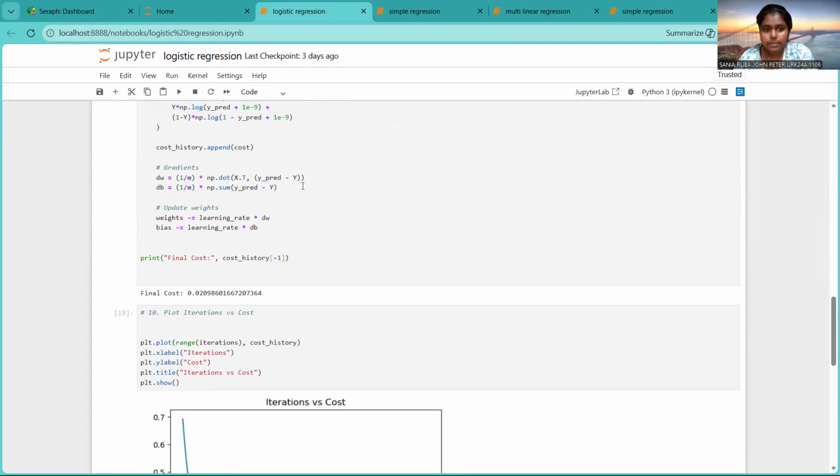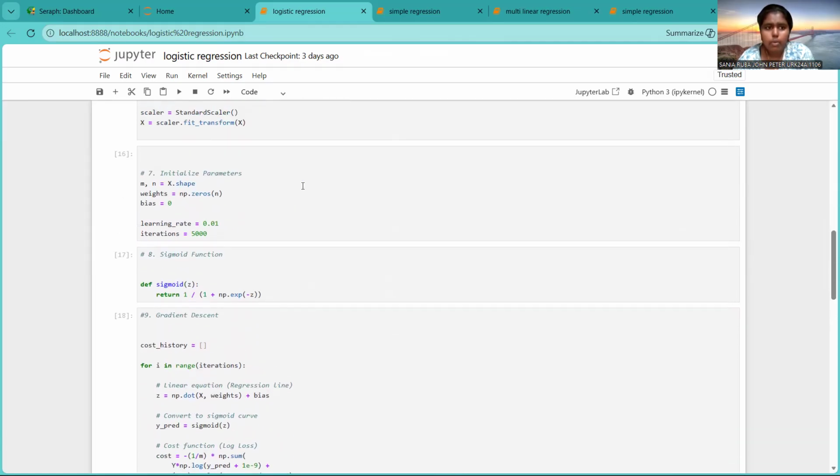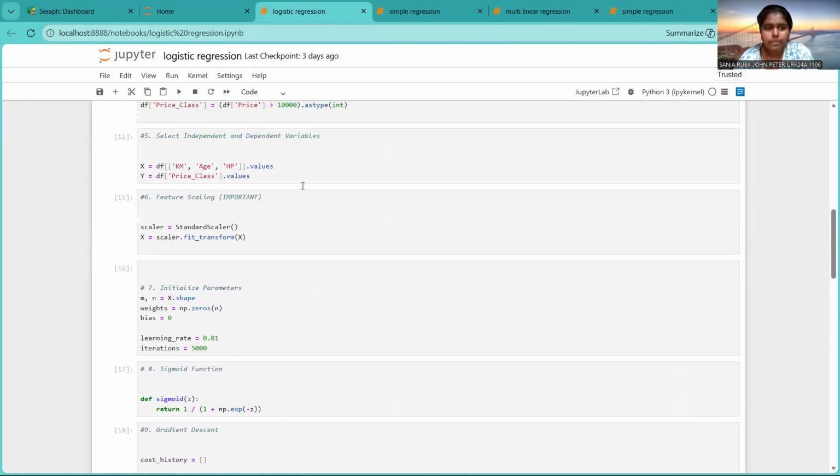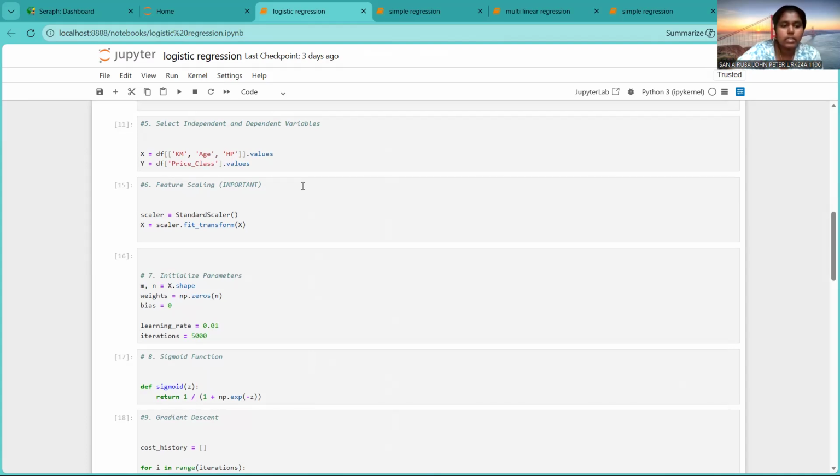And the next step is we are going to select the independent and dependent variables. Before selecting, we have to check if there are categorical variables, and we convert them into numerical variables using encoding techniques like one-hot encoding. Logistic regression is used for classification problems, so we convert one as the expensive car and zero as the cheap car. The independent variables are users, kilometer, age, and HP, and the target is price. Zero means cheap car, one means expensive car.